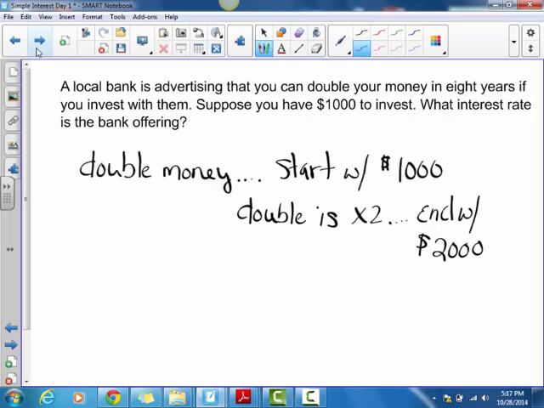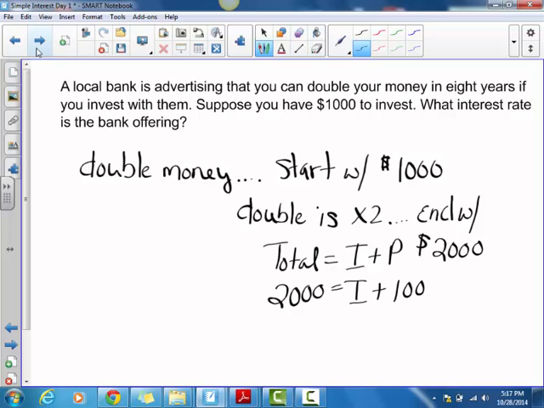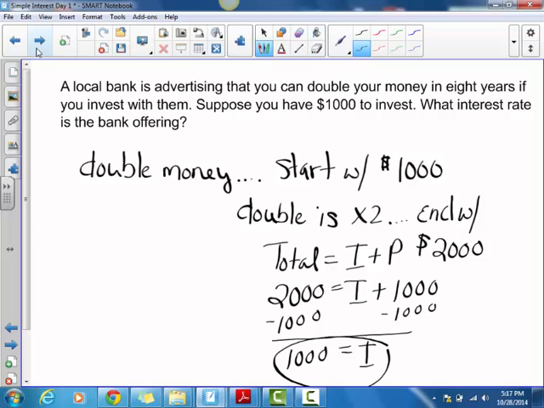Now remember, to calculate the total, your total is your interest plus your principal. Now I know that I need my total to equal $2,000. I don't know what my interest is going to be, but I know that I started with $1,000. So 2,000 equals I plus 1,000. So what number can I add to 1,000 to equal 2,000? Well, my interest is $1,000. So 1,000 equals I.